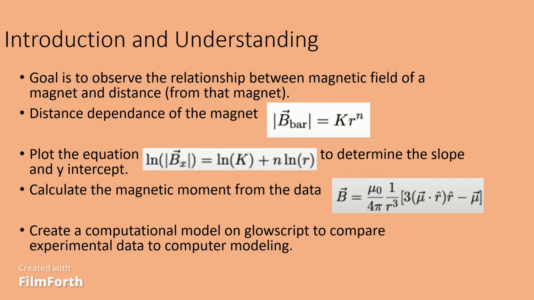So we're given a couple of equations that we can plot in order to determine the slope and y-intercept, which we will later use to figure out the magnetic moment. And we can also create a computational model on Glowscript to compare the experimental data and the computer modeling.